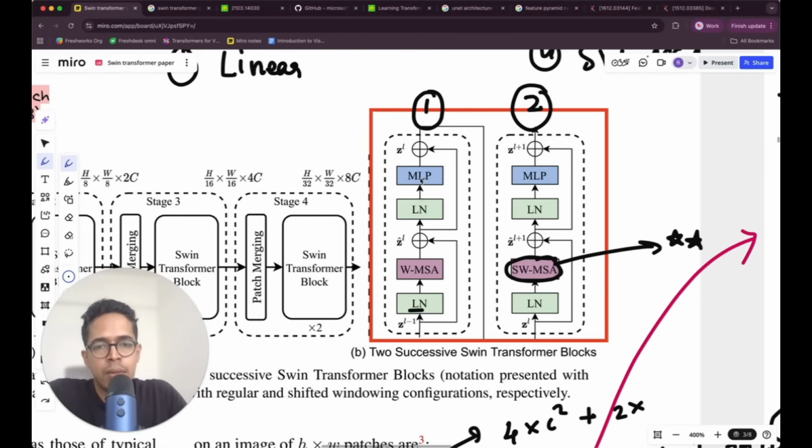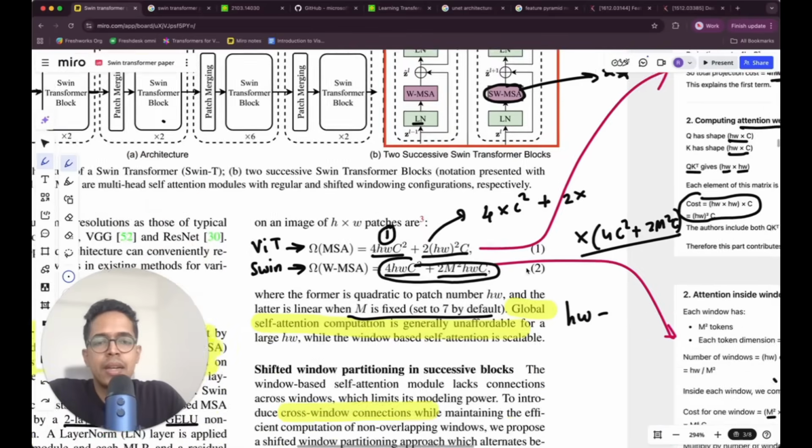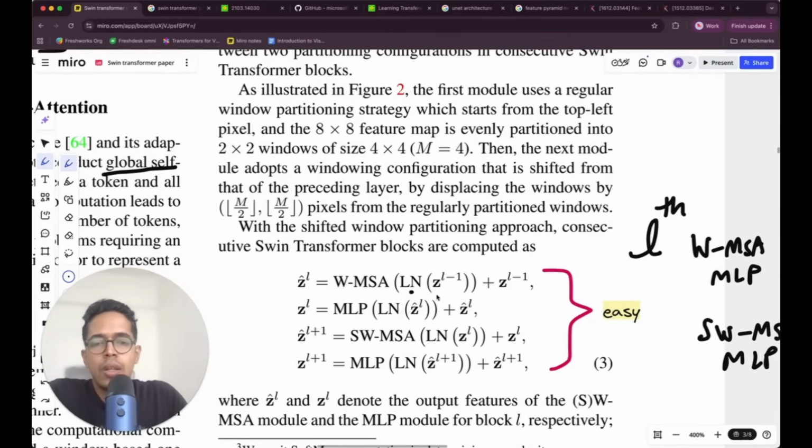That goes into the multi-layer perceptron. Then there is residual added. This is basically represented as a formula here. So whatever comes out of the L-1th layer undergoes layer normalization, and the output of that layer normalization is passed into window-based multi-head self-attention. To that, a residual is added, and what is the residual? Residual is the ZL-1 itself. So this plus is basically the residual. Now that is Z cap in the Lth layer.